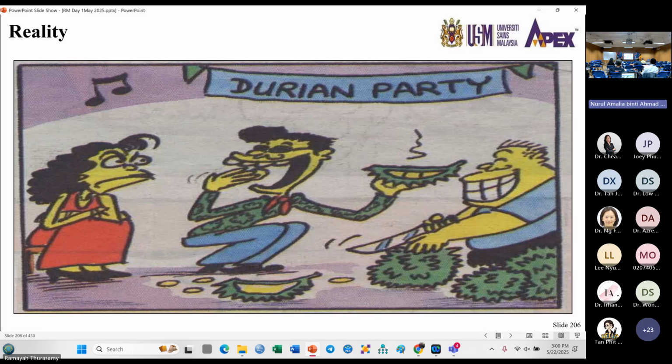Okay? So we have a term here. Okay, we have a term called the gun, right? The gun. What is the understanding of the gun? Shy. Betul. I also have the same understanding.